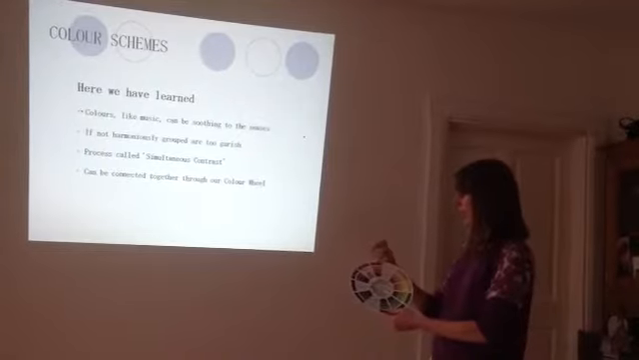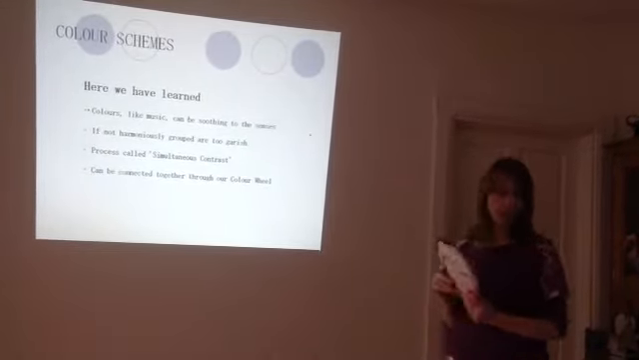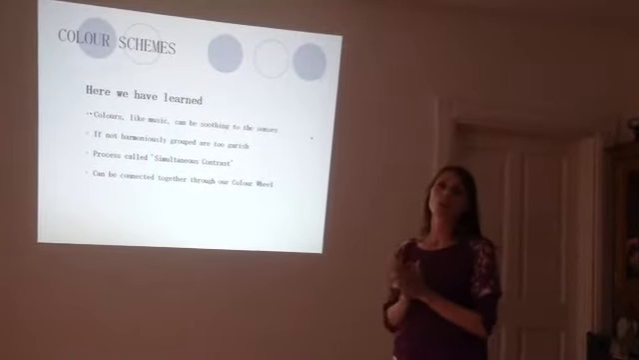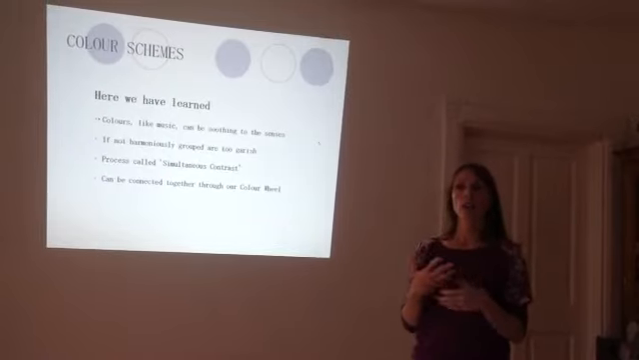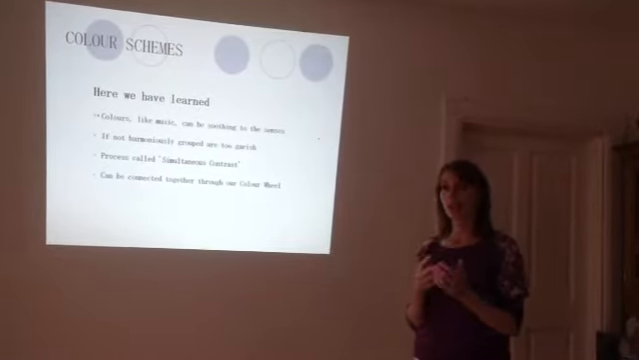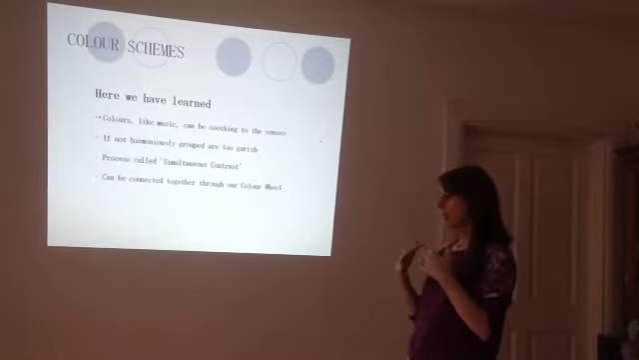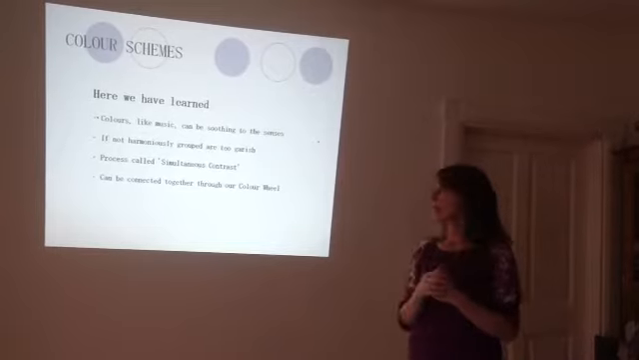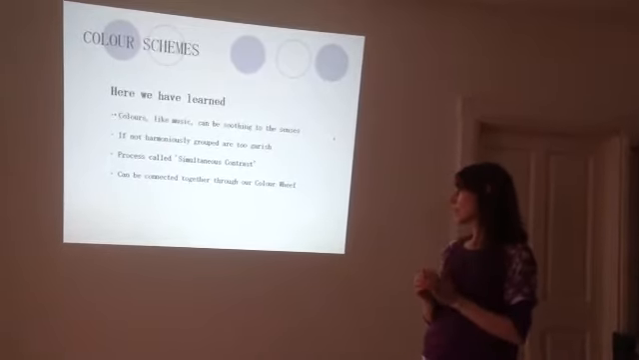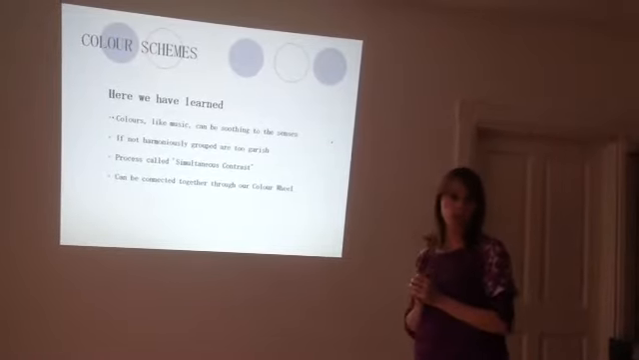And we've got the strength of the colour, and how it lightens up as you go down the colour wheel. Also what we learned was that if your colours are not harmonising and not working well together, they can appear very garish, and it can create a strain on us and on how we look at colours in our mind and visually. This process of how colours work together is called simultaneous contrast, and again, colours can be connected through our colour wheel.